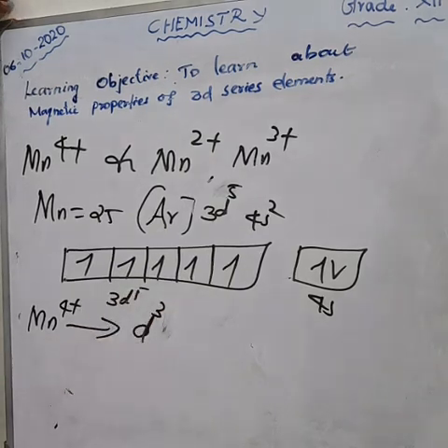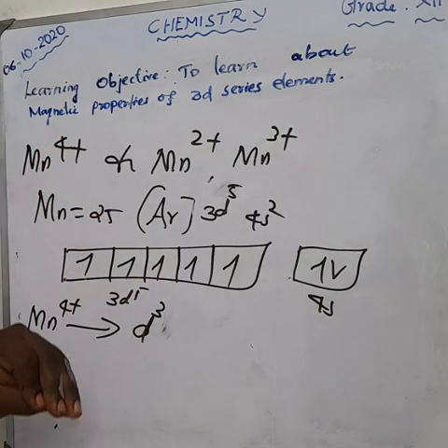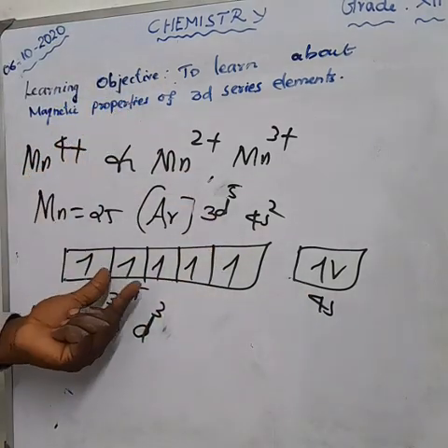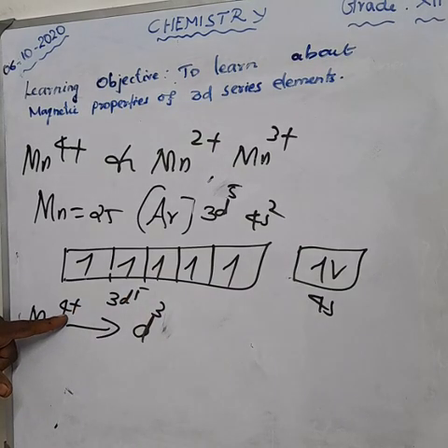How will you get the d3 configuration? Can you see? The number of unpaired electrons in the d subshell is 5 and the number of paired electrons in the d subshell is 2. Then 5 plus 2 is equal to 7. Out of the 7, we have lost 4 electrons. 7 minus 4 is equal to 3, so we get the d3 configuration.